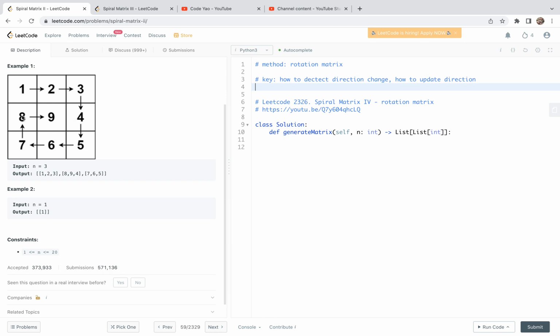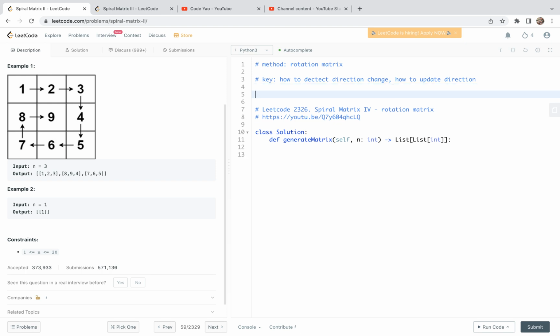Similarly to the first question, we meet the boundaries or meet something which is already set. For example, when we look at 8, if we continue up, we're going to meet 1. 1 is already set, so we are going to change direction. How to update direction is exactly what the rotation matrix does.